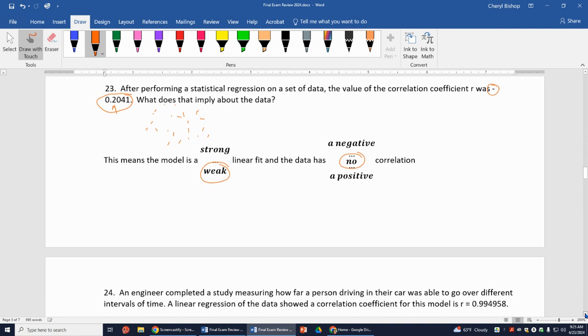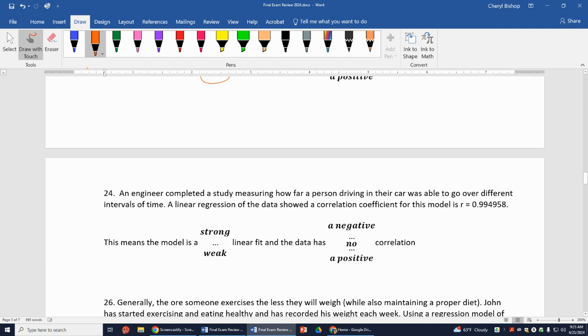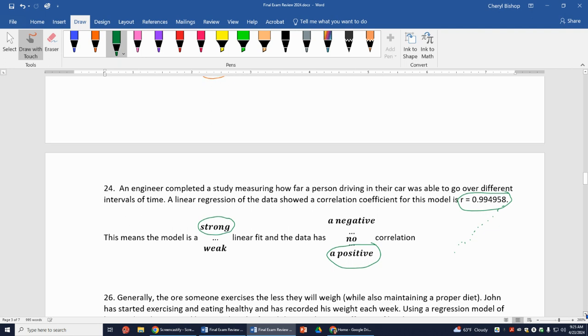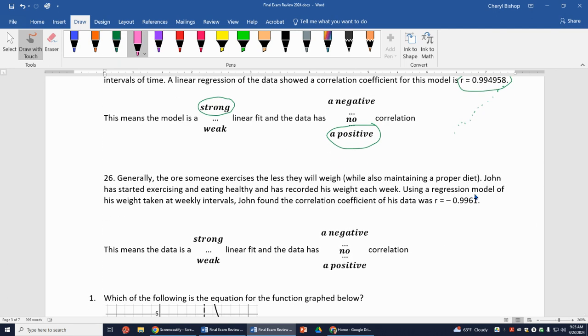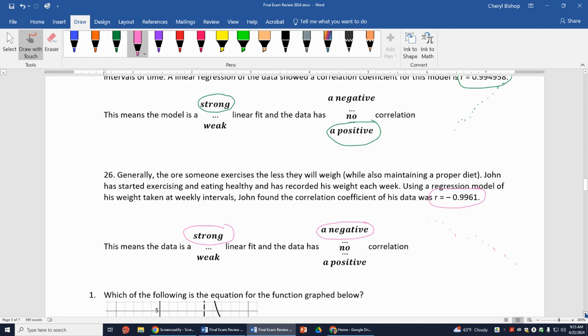Okay, 24, here we have an R value that is very close to positive 1. So that's going to be a strong linear fit, and it's positive. So that data is going to look something more like that. And then 26, we have an R value of negative almost 1. So that's also going to be a pretty strong value, but this time it's going to be going downhill, so it's going to be a negative correlation.